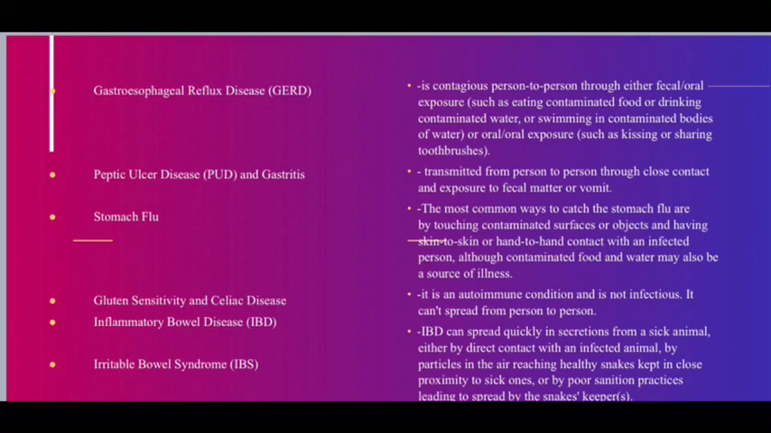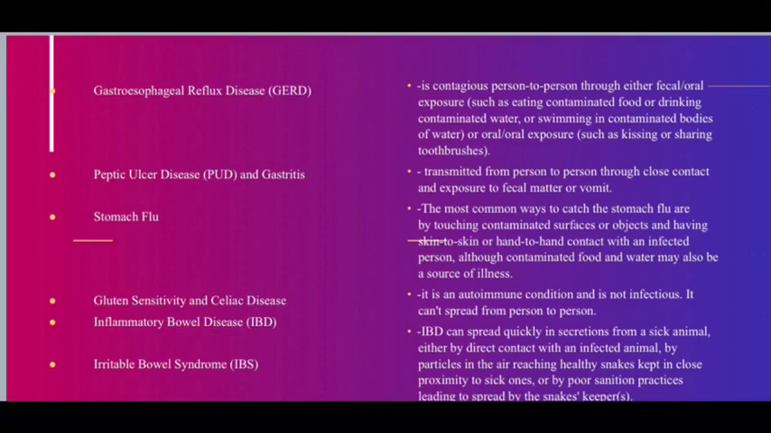So the next one is the gluten sensitivity and celiac disease. It is an autoimmune condition and it is not infectious. It can't spread from person to person. So ang celiac disease kay di siya ma-spread from person to person. And then the next one is the inflammatory bowel disease, or also known as IBD.